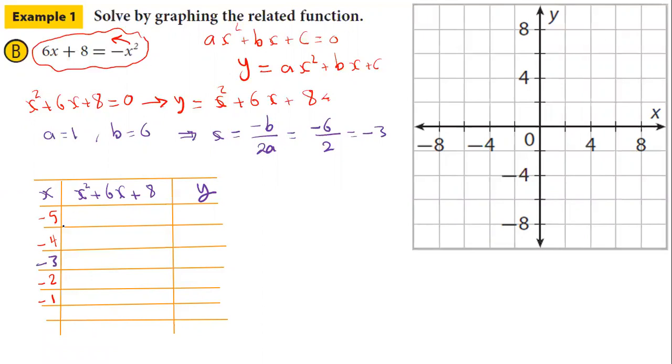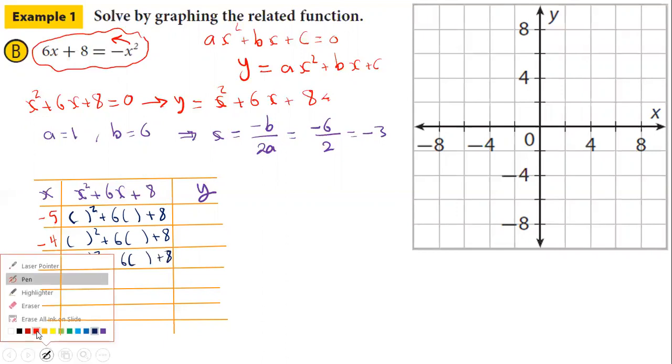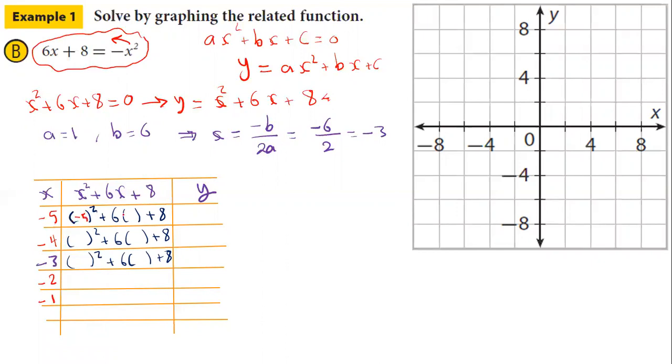Now we will substitute x values inside the rule: x squared plus 6 multiplied by x plus 8. We will put inside these brackets the value of x: -5, -4, -3. Okay, and after that we will get the value of y for each. First one, it will be 25 plus -30, so -5, -5 plus 8, it will be 3.